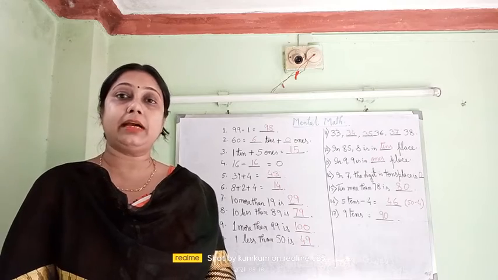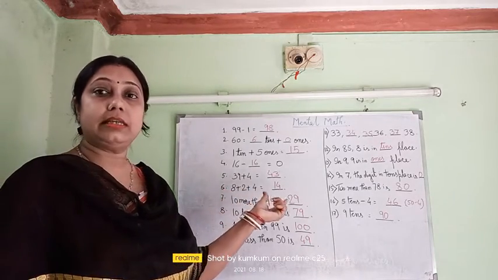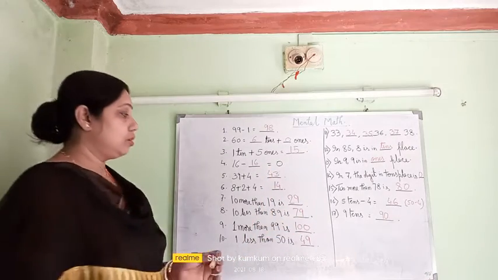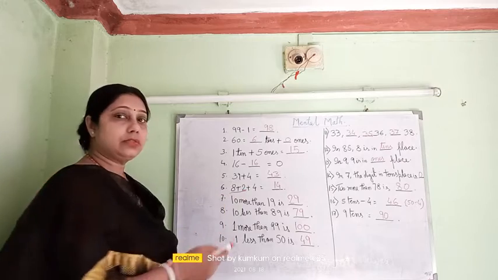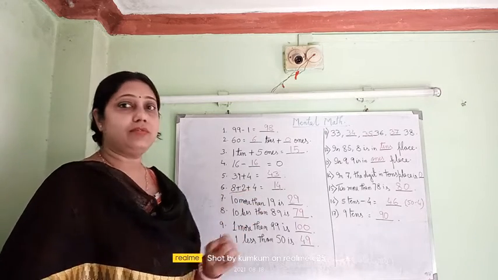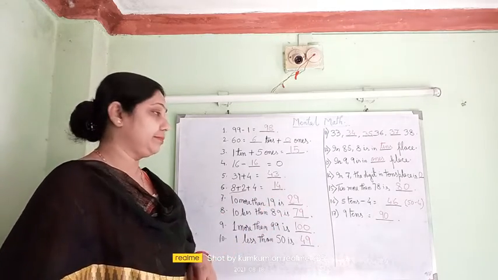Again, addition may come in 3 digits also. That means I will give you 3 numbers and you have to go on forwarding so that the answer comes. So first you have to add 8 plus 2. So 8 plus 2 is 10. From 10 again you have to count 4 more. So 10 plus 4 it will become 14.